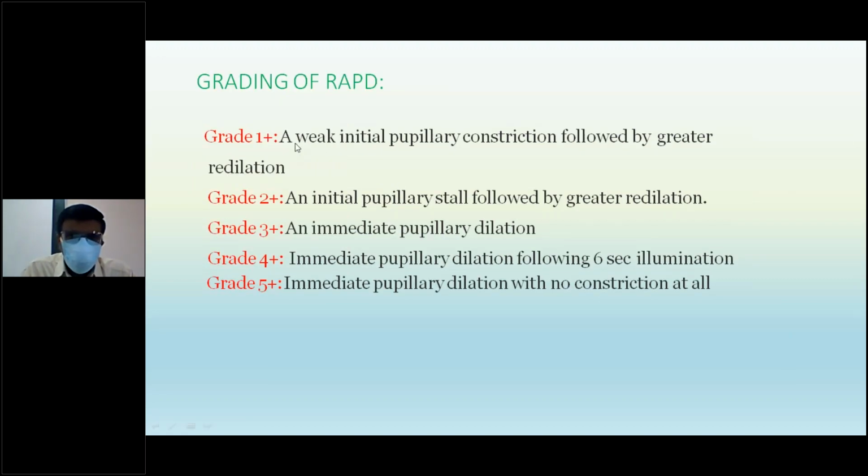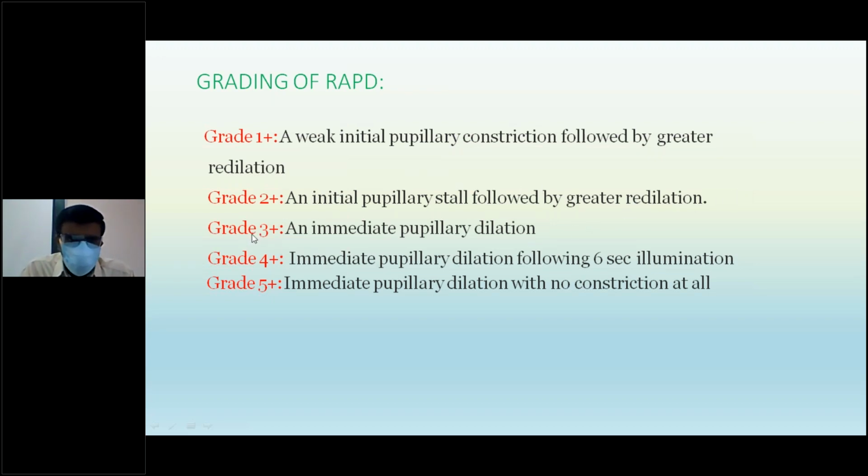Grading of RAPD: a weak initial pupillary constriction followed by greater redilatation is grade 1. Grade 2 is initial pupillary stall followed by greater redilatation. Here it is pupillary constriction. There is constriction of the pupil. Grade 2 means pupillary stall. It is not constricted. It is just like that. Then it is followed by redilatation.